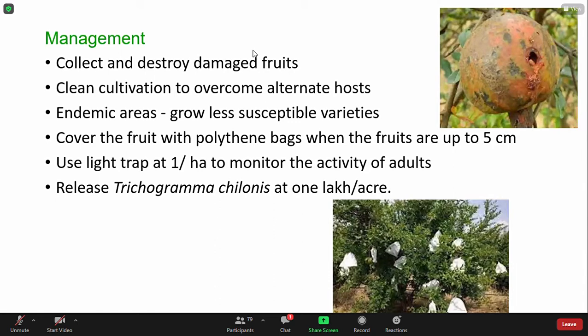In your discussion part, you have to write about the types of bags used for bagging of fruits, right? And we can use the light trap for monitoring the adults, and we can release Trichogramma at 1 lakh per acre. The parasitoids can be used.